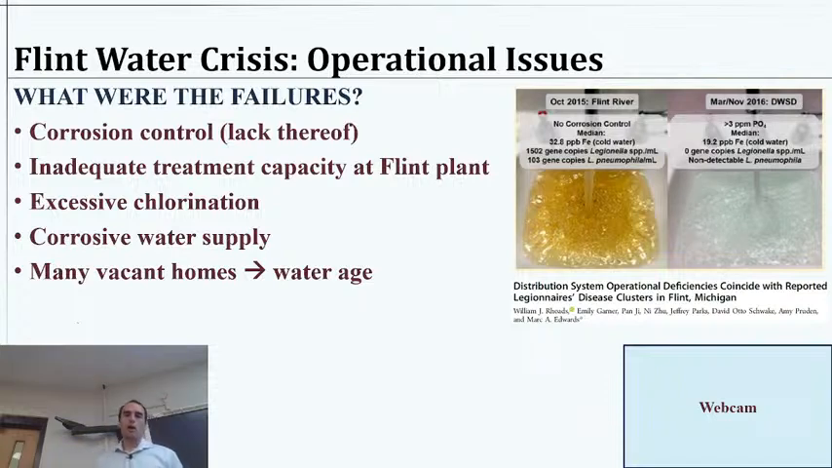Okay, so then another operational failure was simply the inadequate treatment capacity at the Flint River plant. They should have never authorized it to treat the water, given the disinfection capacity. They should have required upgrades first, expansions to prevent that. So, two major design failures at the scale of the treatment plant.